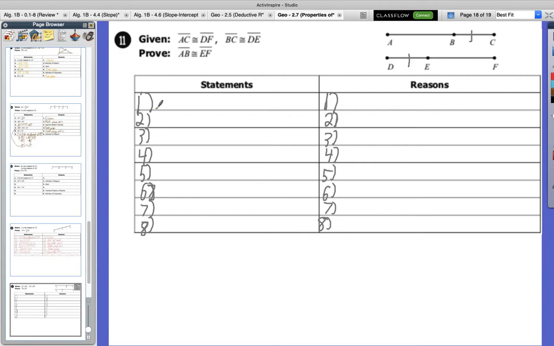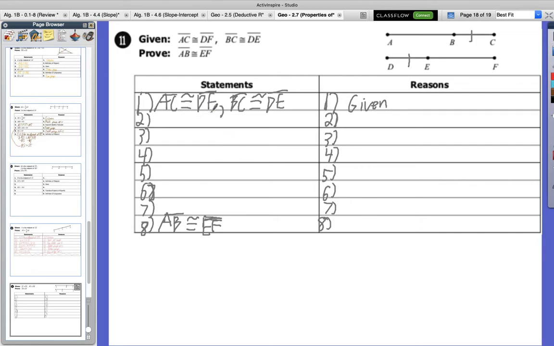So let's first write down our givens. And I said all of our givens are going to be in one step here. Segment AC is congruent to segment DF. And segment BC is congruent to segment DE. And that is, of course, our given. We should also know one other freebie that we're trying to prove, goes in the bottom left, the last statement. Segment AB is congruent to segment EF.